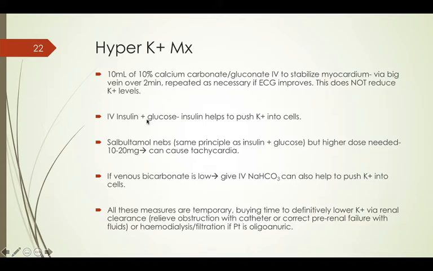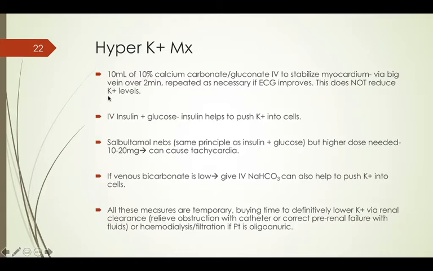So, managing it. This is a number to get into your head. 10 mils, 10% calcium gluconate or carbonate. The reason why we give calcium carbonate or gluconate, I want to emphasize this, it doesn't reduce potassium levels. Okay? All it's doing is it's trying to stabilize the myocardium from fatal arrhythmias. So that's the logic behind giving calcium carbonate or gluconate. Once you've done that, and obviously the indication for this would be a potassium level above 6.5 or a potassium level above 5.5 with ECG changes.